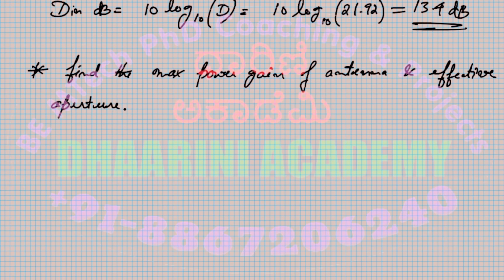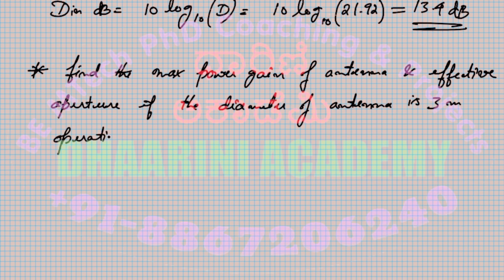Effective aperture, if the diameter of the antenna is 3 meters, operating at 5 gigahertz. So this is the given data. Frequency is given as 5 giga, meaning 10 to the power 9 hertz. That's one thing given, and the diameter is given. This is 3 meters.